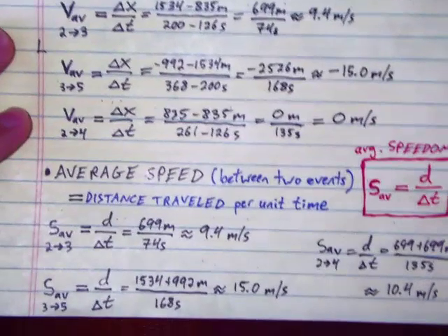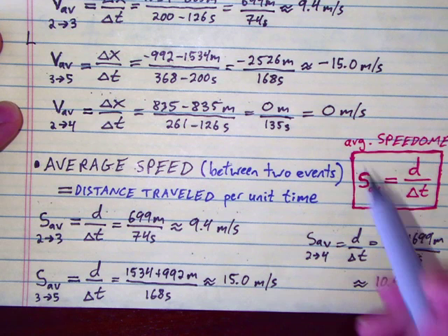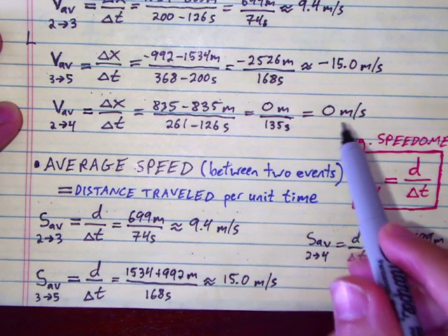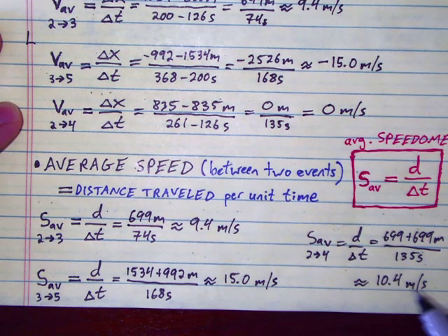Compare the average speed between events 2 and 4 to the average velocity between events 2 and 4. You ended up where you started, so your velocity is 0. But you were moving the whole time, and if you were watching your speedometer while you were moving, you would have noticed it didn't say 0 the whole time. It said some value, and on average, that value would have been about 10.4 meters per second.